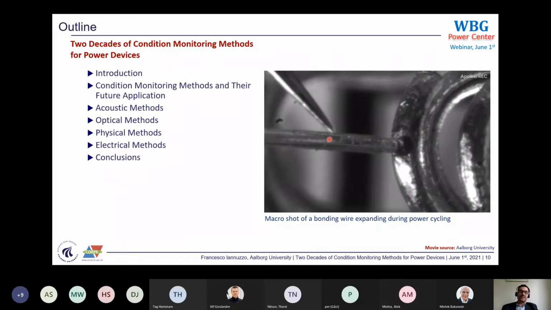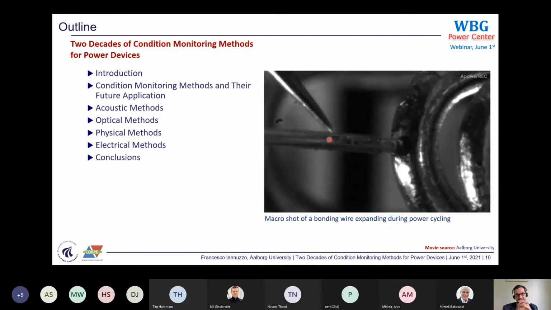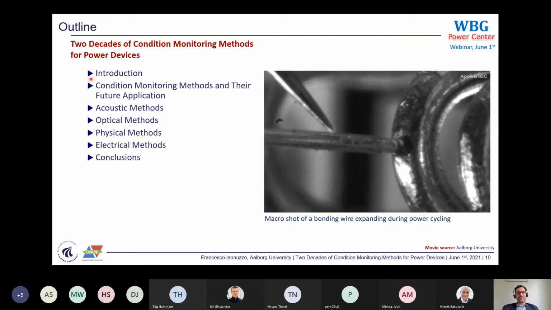So this is, I would say, the reason for wear out of components, and this is the reason why we need condition monitoring, basically. My talk will first introduce the importance of condition monitoring, and then list the most popular and well-established methods for condition monitoring and coming applications. Then I'll dig a little more into the details of acoustic methods, optical methods, physical methods, electrical methods, the more the better, and finally draw some conclusions.